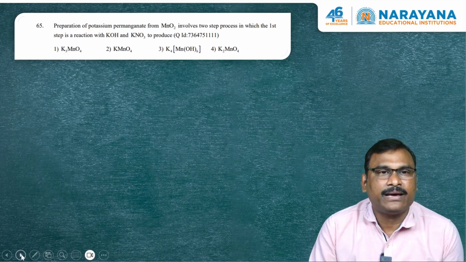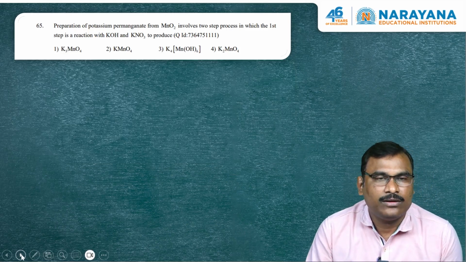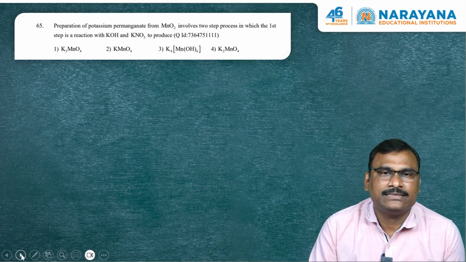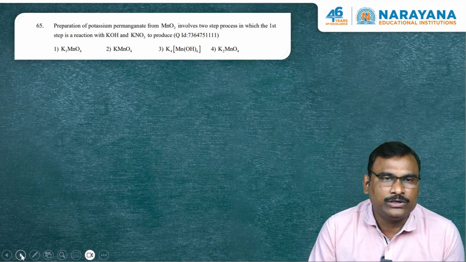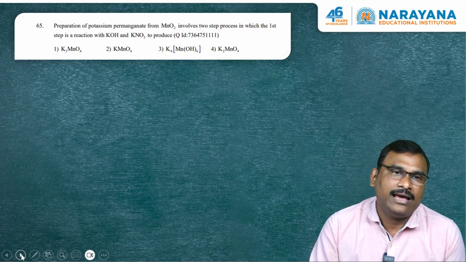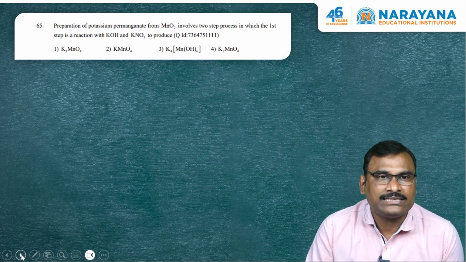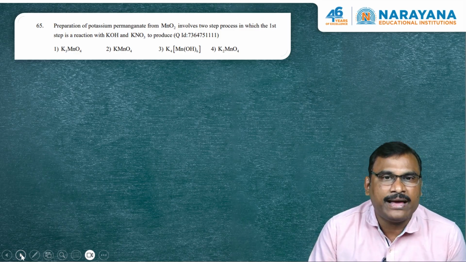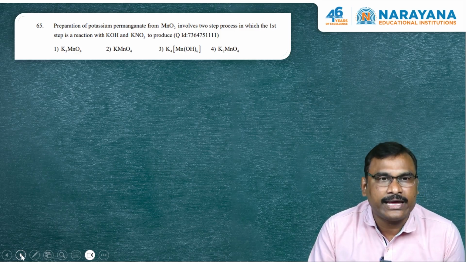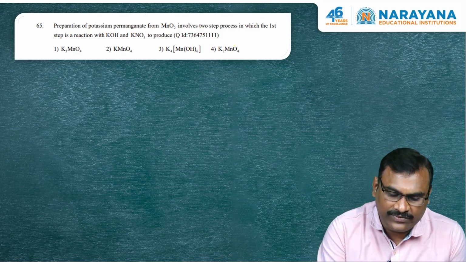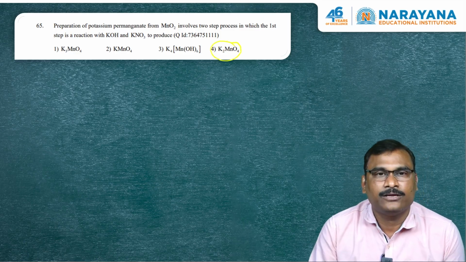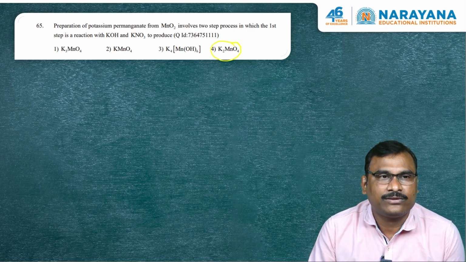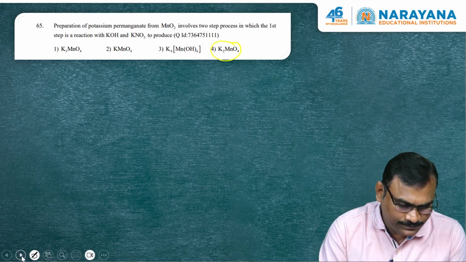Preparation of potassium permanganate from MnO2 involves a two-step process, in which the first step is the reaction with KOH or KNO3. Pyrolusite, or MnO2, on alkali fusion in the presence of air first produces K2MnO4, potassium manganate. After that it gets oxidized into KMnO4, either by electrolysis or some other process. But here in step 1, the production of K2MnO4 occurs. So option 4 is the correct one for the given question. Now go for the next question.